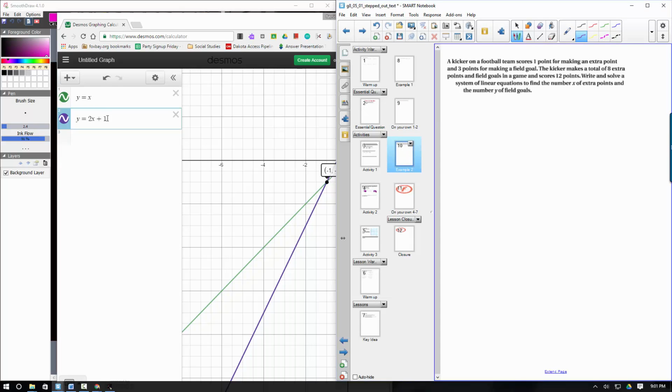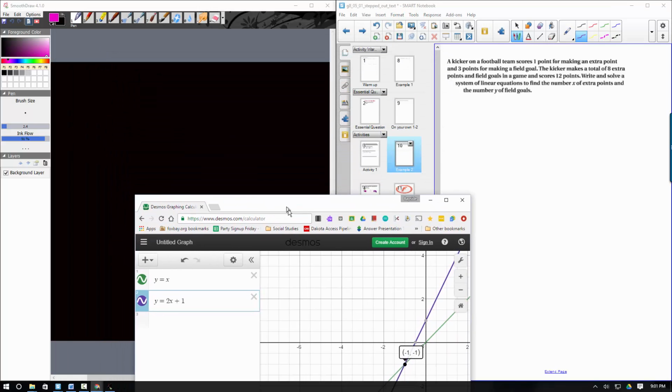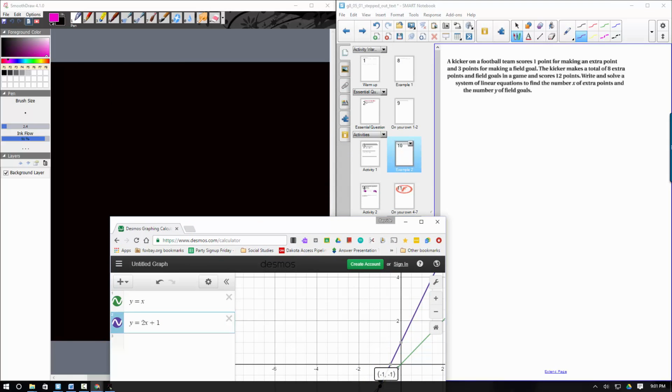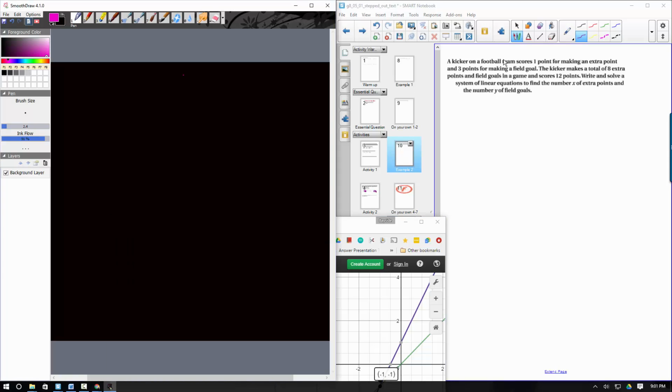So then for this one here, this is where we actually have to start using the information that we have. And I'm going to do 3 different screens here. And the first one says, a football kicker team scores 1 point for making extra points and 3 points for making a field goal. The kicker makes a total of 8 extra points. So what I'm going to do here is I'm going to set up 2 equations.